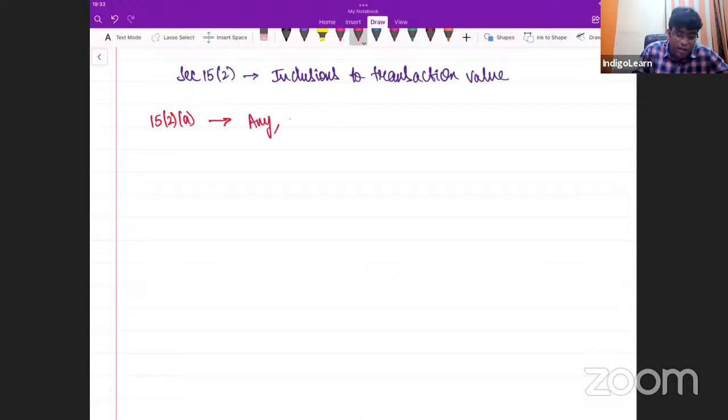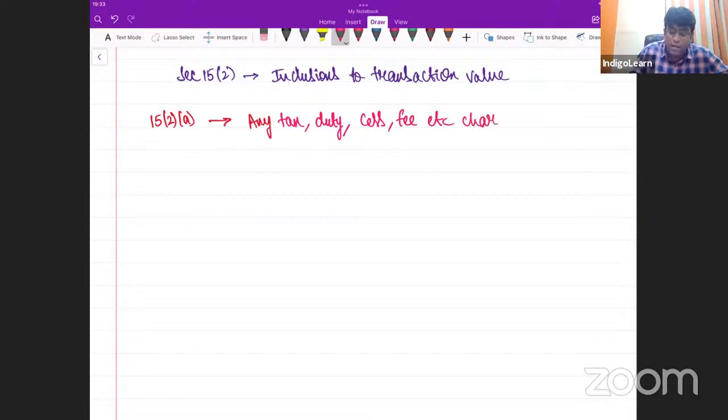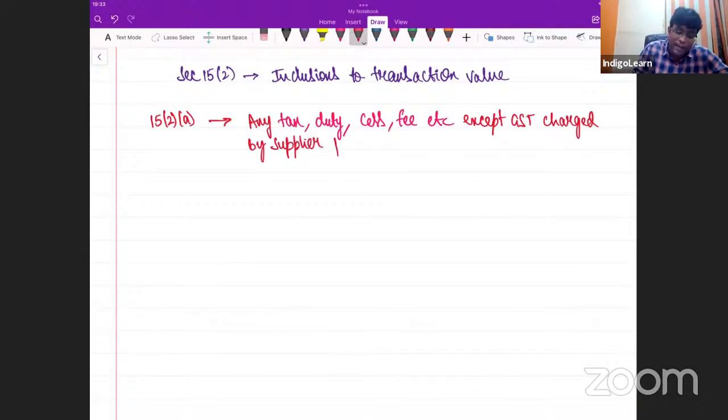15(2)(a). Any tax, duty, cess, fees, etc. except GST. So what is the line, my dear friends? Any tax, duty, cess, fees, etc. except GST charged by supplier from recipient.